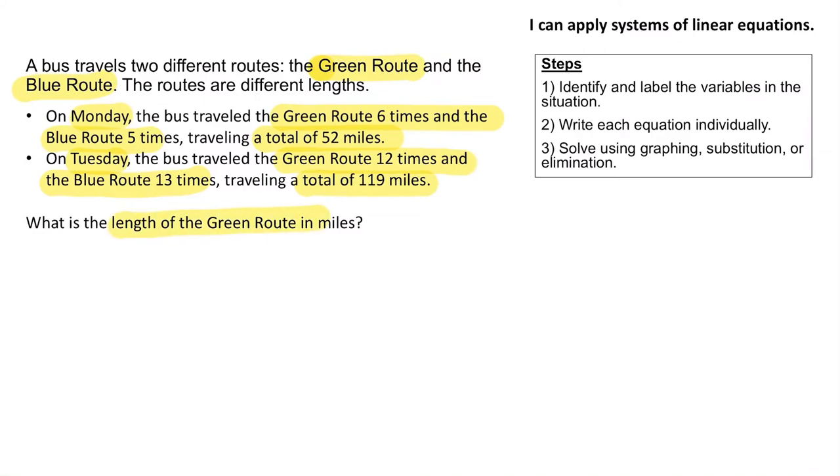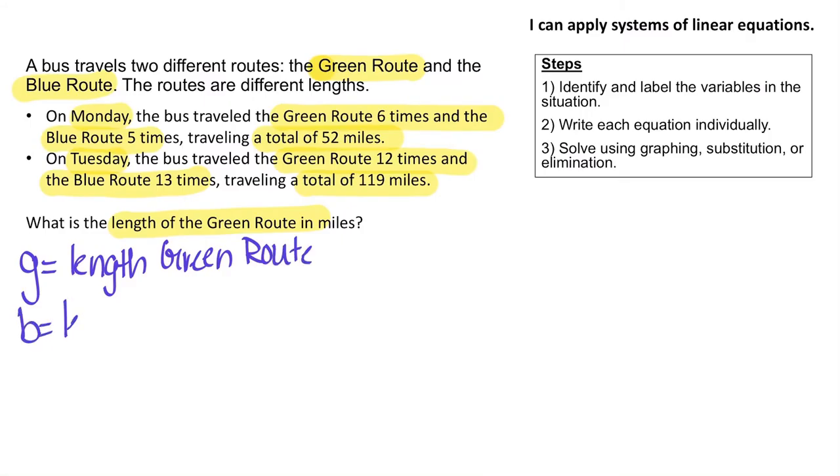So notice that in this problem, it's not actually asking us to solve for both variables, right? If we define our variables, which we don't have letters for already, so we can just make them up. I'll say that g is the length of the green route, right? Because that is what it's asking us for. And then the other route that we have that is unknown, we have b, which is the length of the blue route.